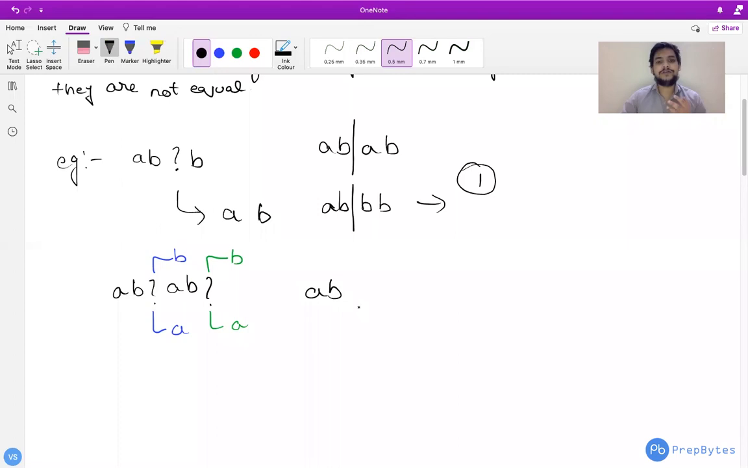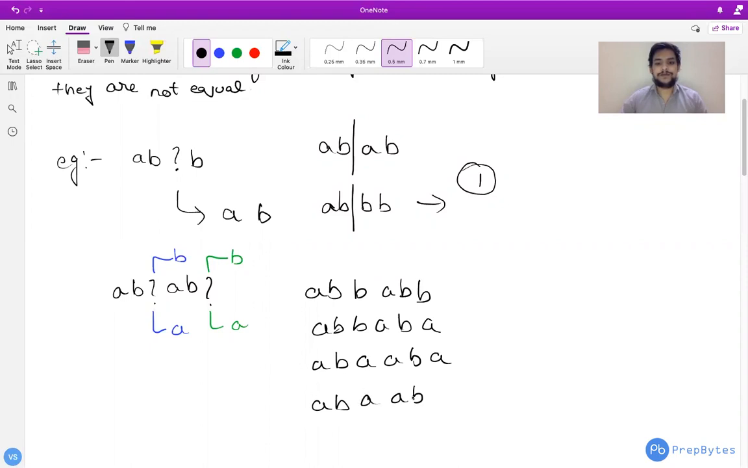Now let's try to develop all the combinations that are possible. Let's try to look for all the possible combinations. A B B A, B B A B B A, B A A B A A B A, and A B, A A B B. Now you can try also on yourself.